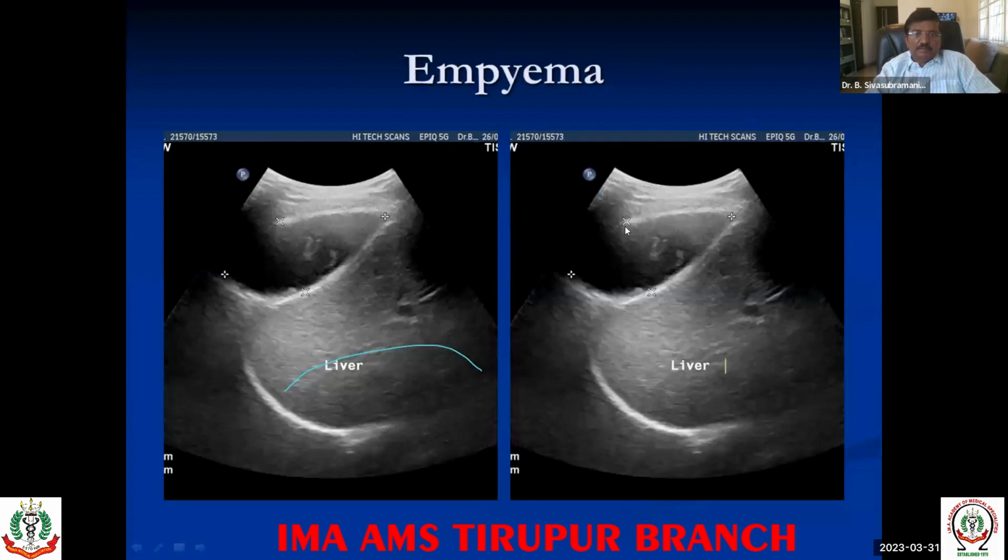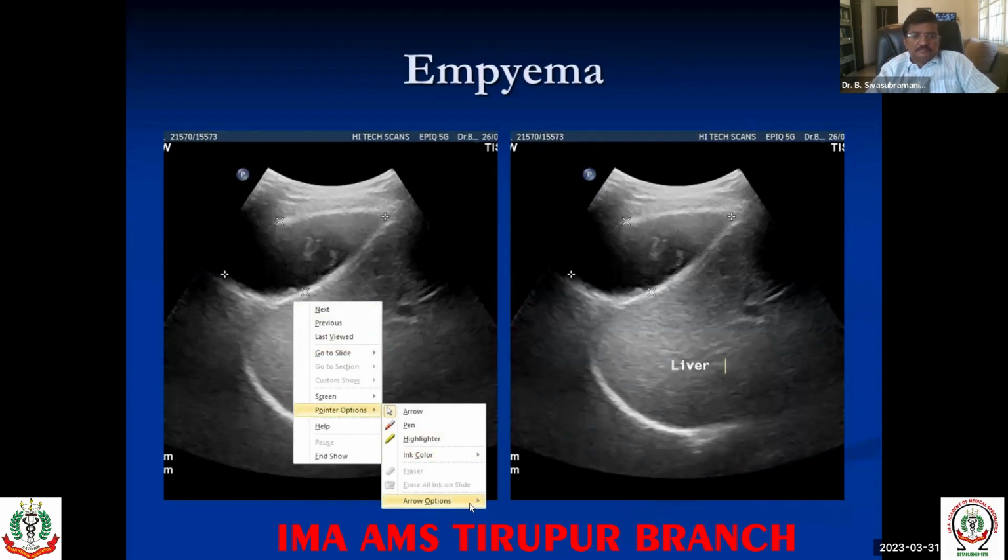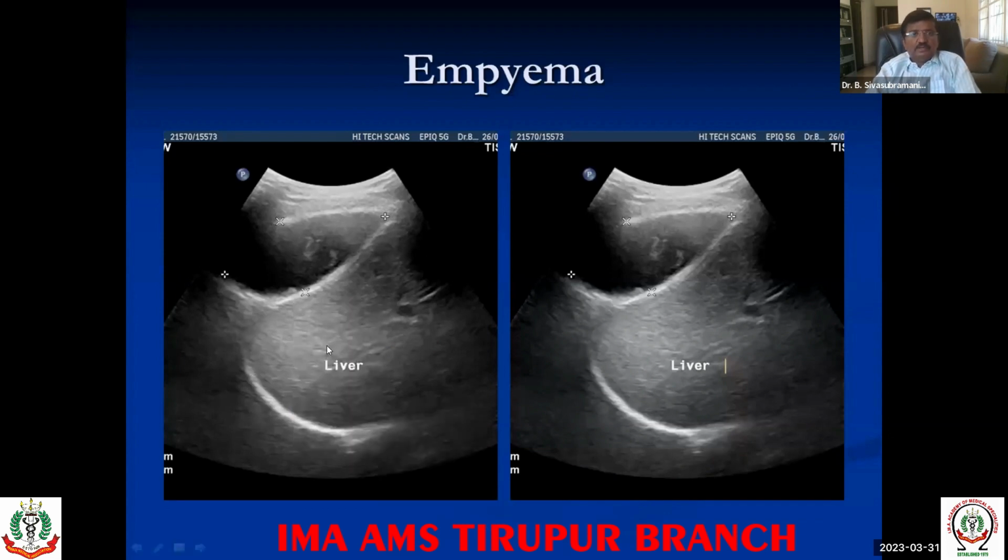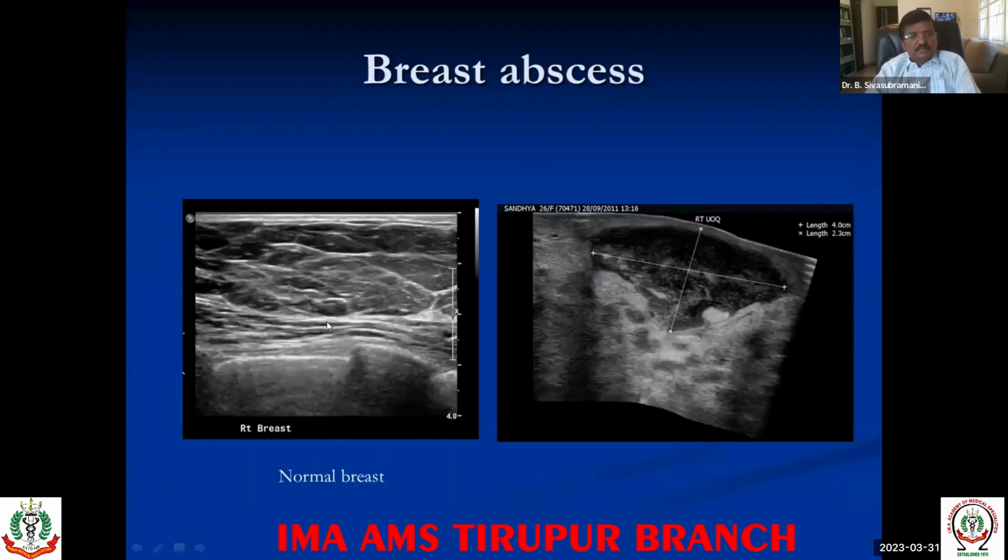So here another example is a loculated collection. It's a loculated collection in the pleural cavity, and you can see a lot of internal echoes inside. So this was an empyema, which presented as fever in this patient, and this is the liver. So moving on to the breast.